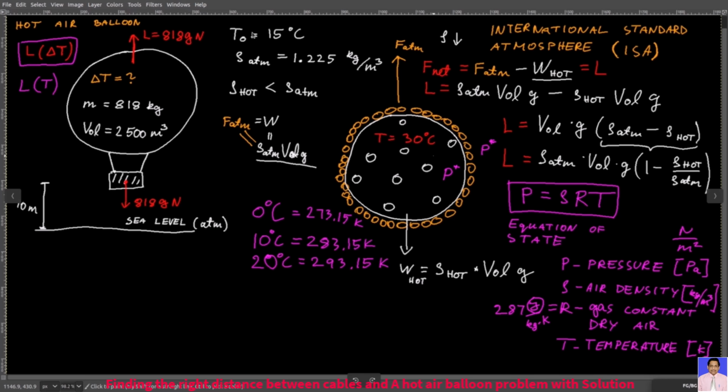But now, if you know that there is 15 degrees Celsius outside, then how much temperature do you need to add to this balloon in order to generate this required lift? So you have this lift formula here, and you have the equation of state here. And let's see if we can combine these two formulas in order to answer this question.